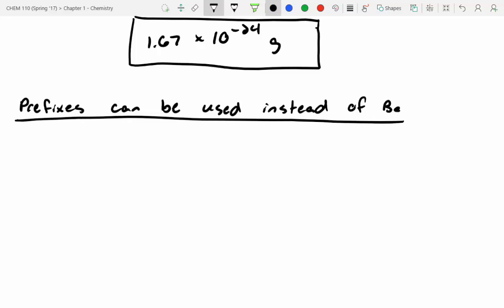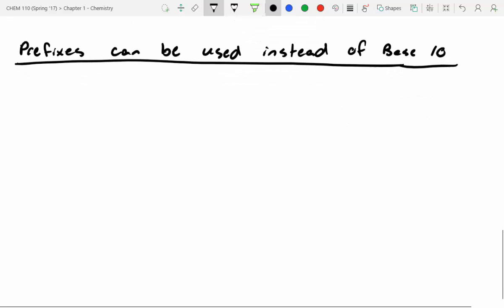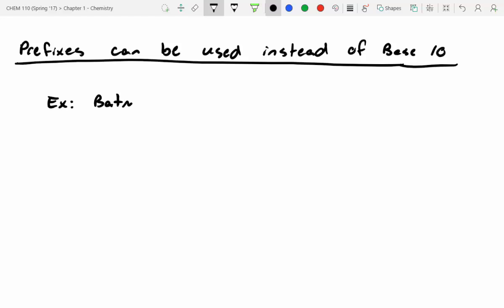Actually, I'll say instead of base 10. Okay. So my favorite example to use is Batman. We'll do the mass of Batman. I'm not quite sure what the mass of Batman actually is, but I'm guessing he's a pretty big guy. He might be about 95,000 grams. Right? How could we describe his mass in SI notation, meaning base 10 notation?